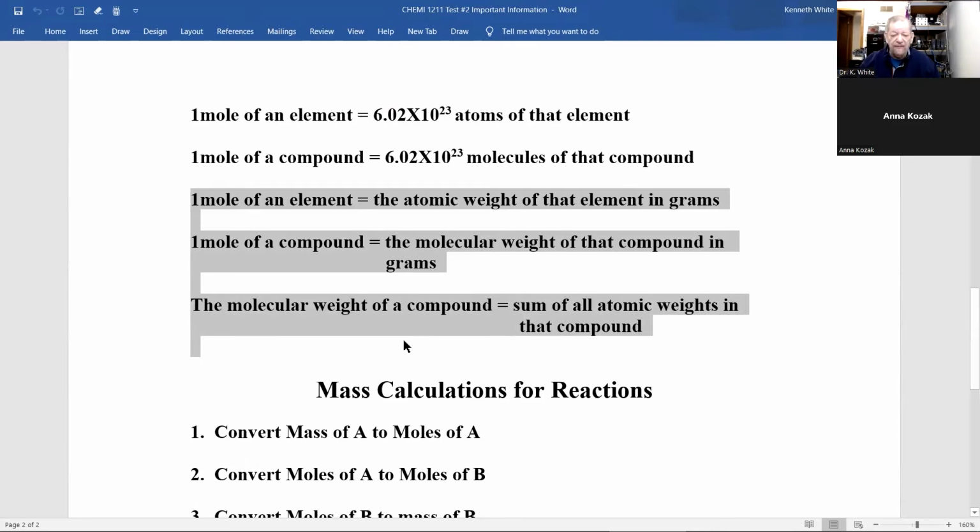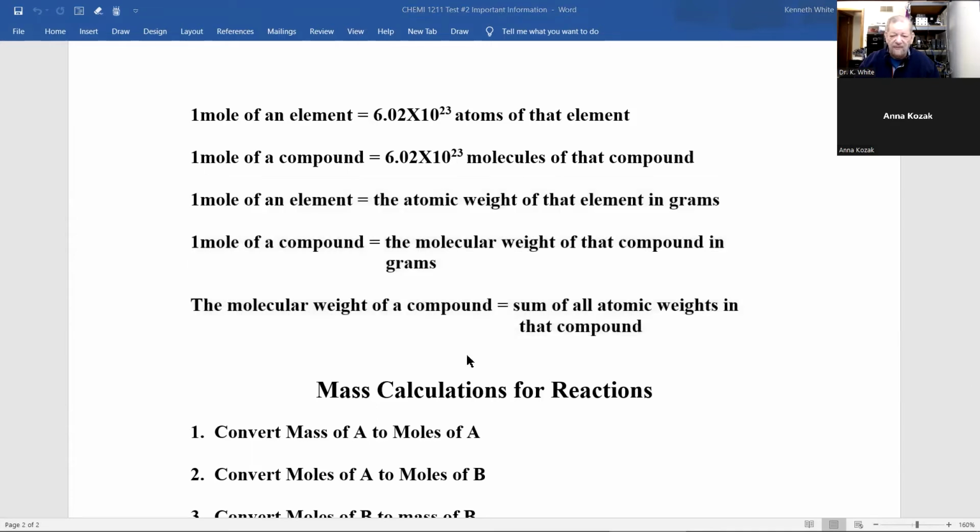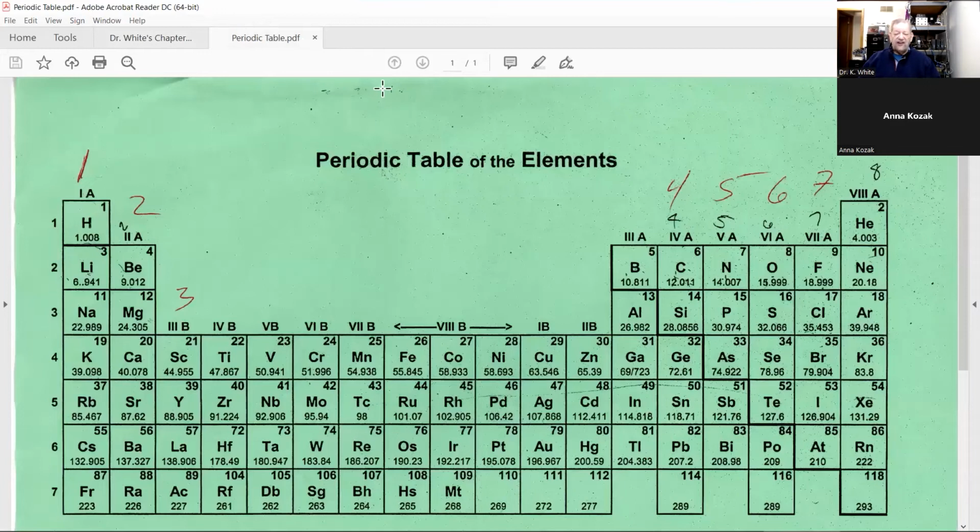So if we look at this, again, 1 mole of a compound equals the molecular weight of that compound. And what is the molecular weight of a compound? That's the sum of all atomic weights. And where do we find the atomic weights? You go to your friendly neighborhood periodic table. And remember, on test 1, quizzes 3, 4, 5, and 6, and test 2, it will say underneath your name, please use proper significant figures for all calculated answers. And it will say, please use all atomic weights to 3 significant figures.